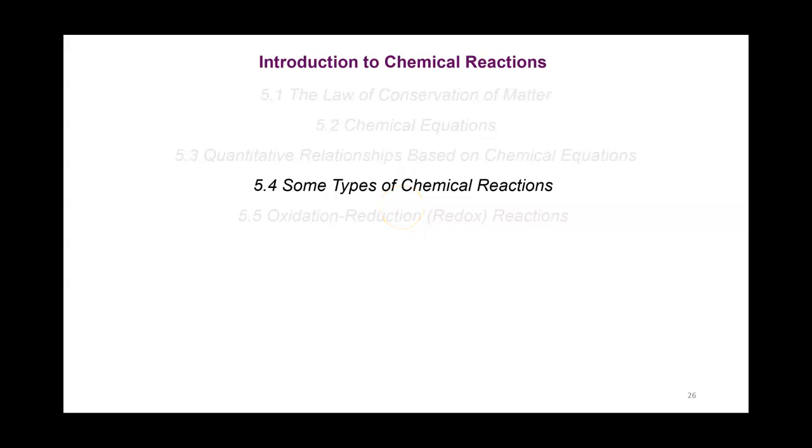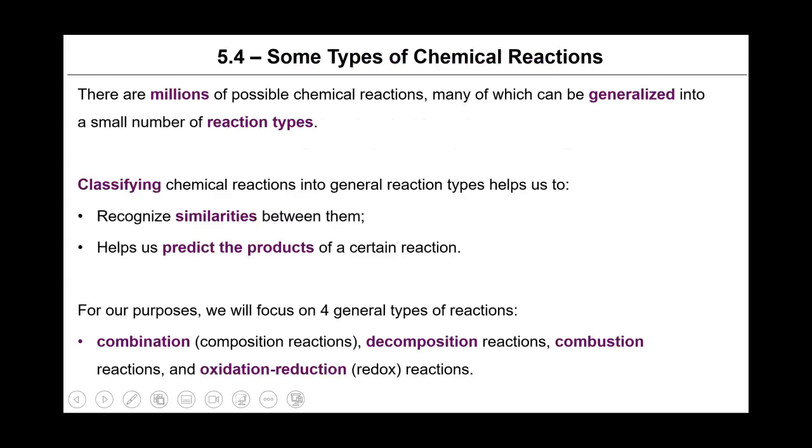In section 5.4, we're going to look at some different types of chemical reactions. It's important to recognize that there are millions of possible chemical reactions, many of which can be generalized into a small number of reaction types. As you progress into the organic and biochemistry portion of the GOB sequence, you will learn many reaction types. For our purposes, we're going to focus on 4 types of reactions.